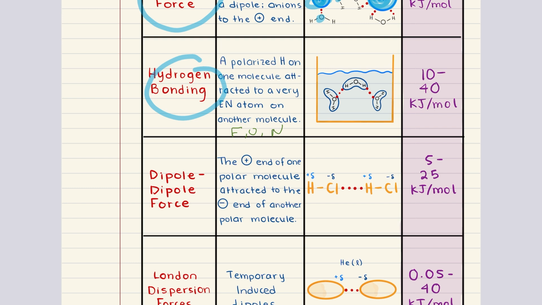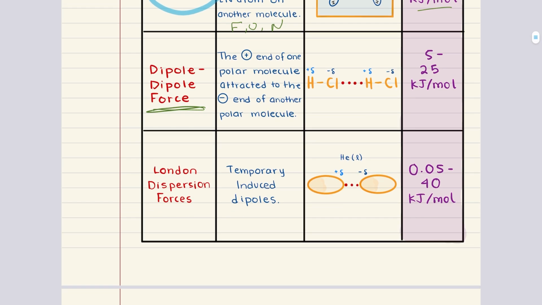While hydrogen bonding is not as strong as ion-dipole interactions, it's still pretty significant, with strengths ranging from 10 to 40 kilojoules per mole. Moving further down in strength, we have dipole-dipole forces, which occur between two polar molecules that have permanent dipoles. So unlike ion-dipole forces, dipole-dipole interactions involve only partial charges, making them obviously weaker.